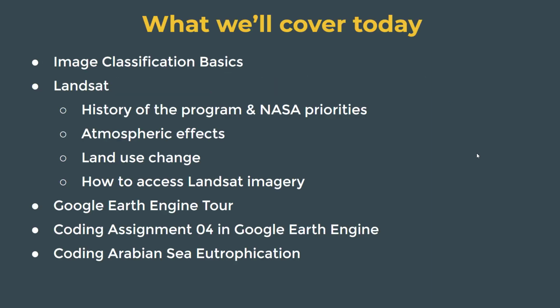So today we'll talk a little bit about image classification. We'll talk about Landsat, the USGS NASA satellites that have been up since the 70s, and the history of the program. We'll talk a little bit about land use change and how to access Landsat imagery. And then we'll have a series of videos on Google Earth Engine. We'll have a little tour of Google Earth Engine. We'll code assignment 4, the sea level rise exercise, in Google Earth Engine in about 3 lines of code.